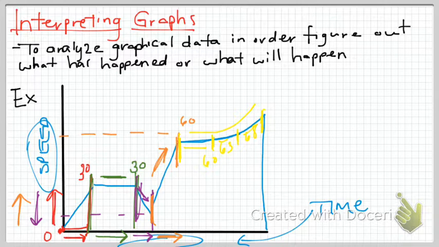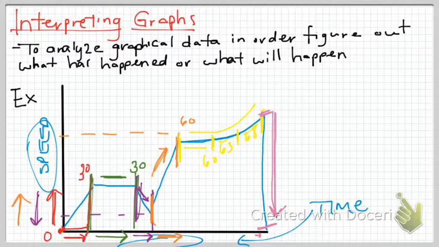On this last segment, what happens from here to here? Notice that my time barely moved, but my speed dropped fast. If I'm driving a car, what do you think happened? Could have slammed on the brakes right there, right? Slammed on the brakes to a complete stop. That would be a good interpretation of what happened.